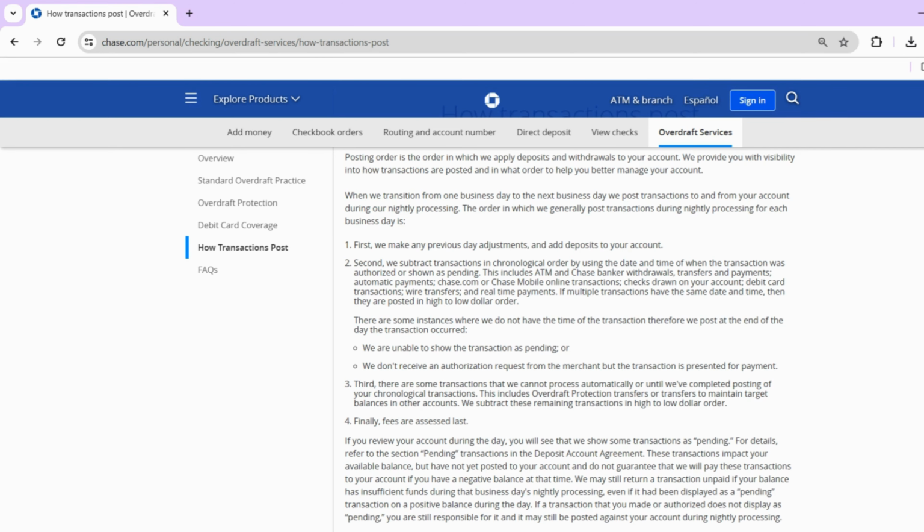Next up, keep your eyes peeled for any pending transaction or recent transaction that screams direct deposit. So Chase often labels this as ACH credit or uses a similar term to make things crystal clear.